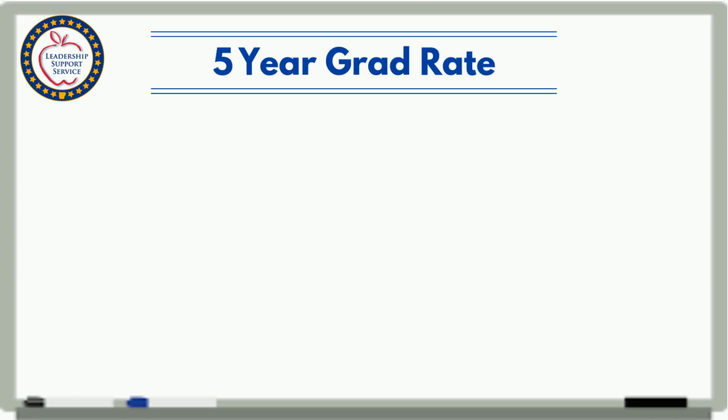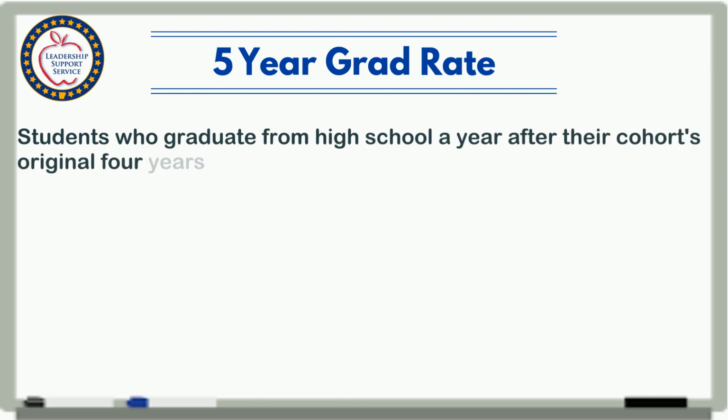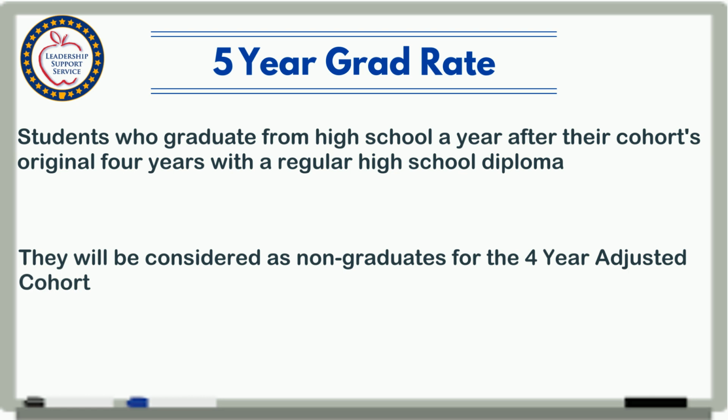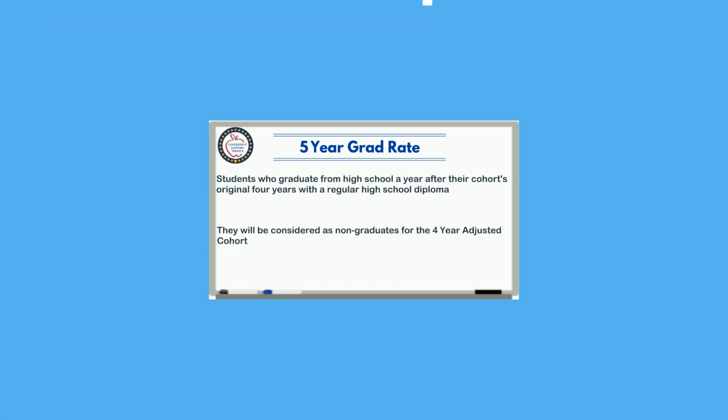The 5-year grad rate includes students who graduate from high school a year after their cohort's original 4 years with a regular high school diploma. They will be considered as non-graduates for the 4-year adjusted cohort.